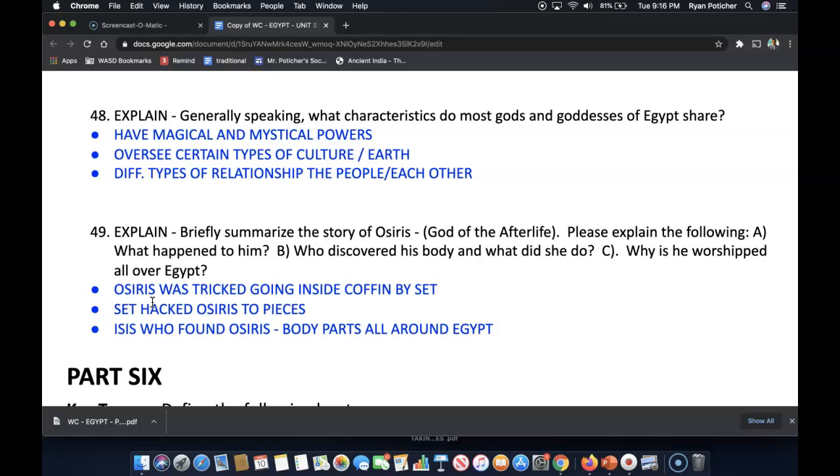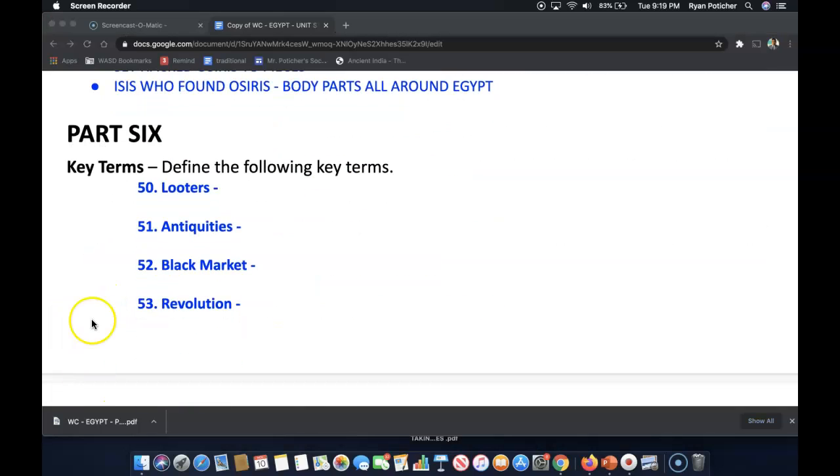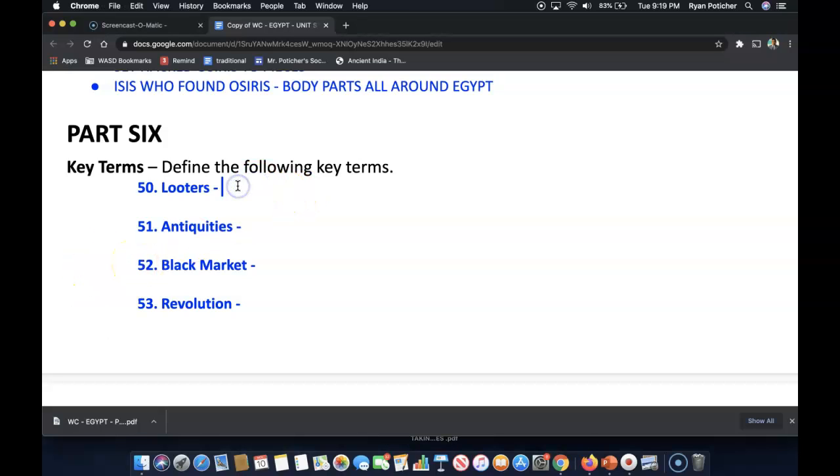Well, let's go ahead and move on to the next part here, part 6. For part 6, we're going to look at the final part of the unit on the making of modern Egypt. Let's talk about some of these key terms. Looters are basically people who steal antiquities from tombs or ancient sites in Egypt. If you remember watching a Vice News documentary on this, that's why it matters.